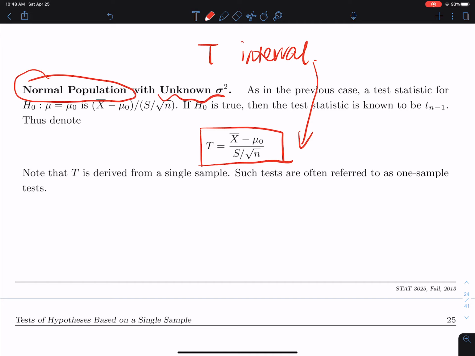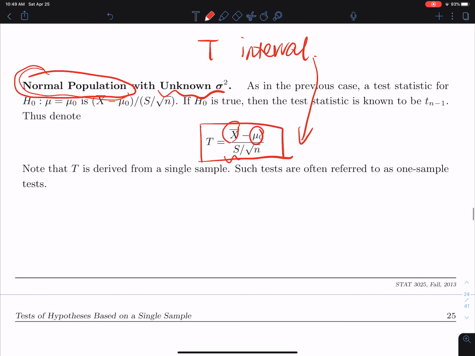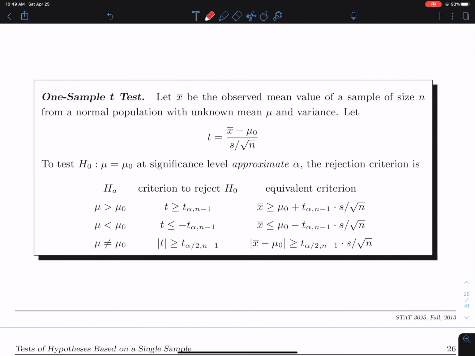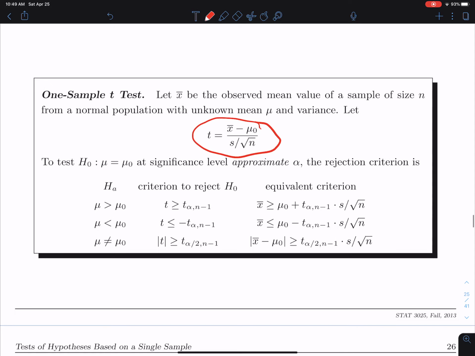So when do we use the t-test? We use the t-test when the population is normal and we don't have a known sigma square, which is very, very common in practice. X bar still is the sample mean, and mu0 is the number we test. S is the sample standard deviation, and N is the sample size. This is the one-sample t-test. The test statistic, we call it t. Plug in every number, and this number is t.